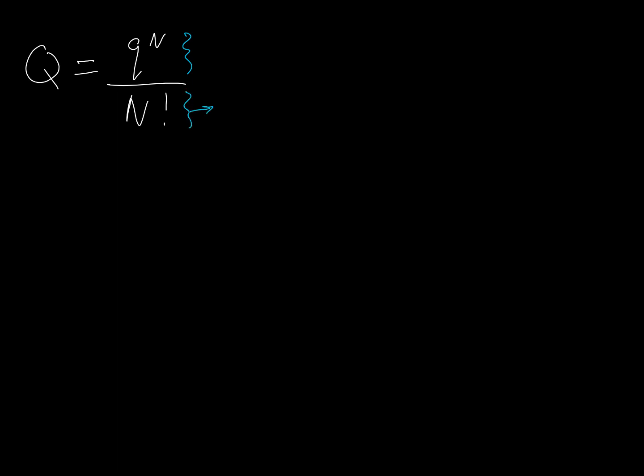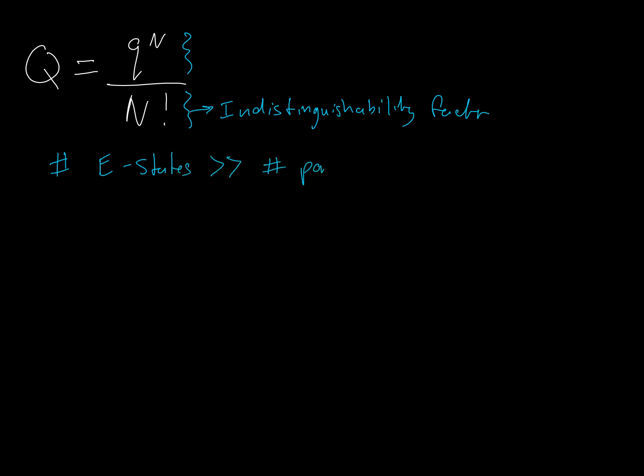And this term right down here we call the indistinguishability factor. Now, one thing I forgot to mention when we covered this before, this is assuming that the number of energy states is much, much greater than the number of particles, which basically means that no two particles can be occupying essentially the same state, which is a fine assumption as well.